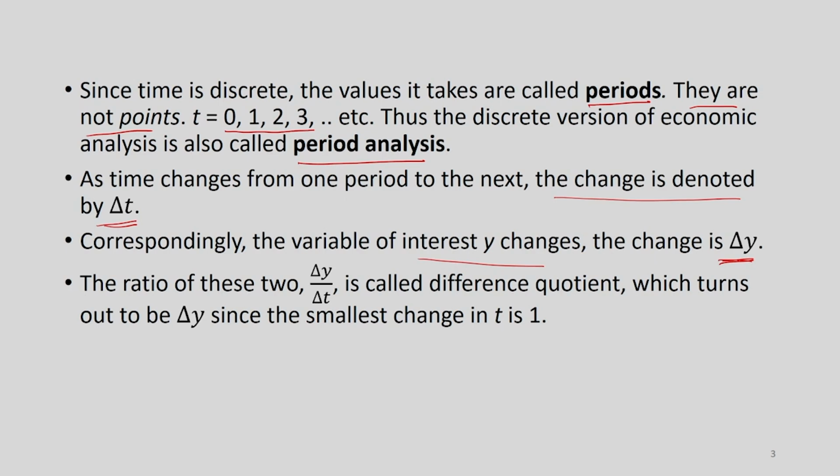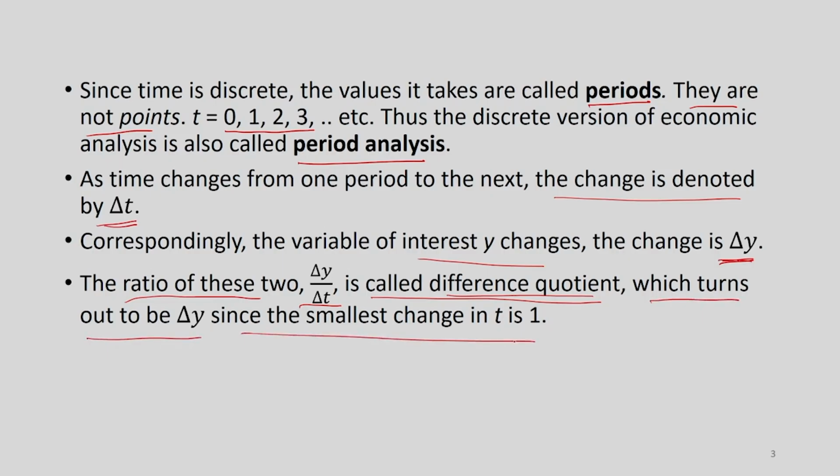Now, we can look at the ratio of these two. Ratio of these two means delta y divided by delta t. Okay, so, what does it mean? It means the change in the variable of interest, that is, let us suppose GDP, with respect to 1 unit change in the time, and this is called the difference quotient delta y divided by delta t, which turns out to be only delta y, since the smallest change in t is 1.